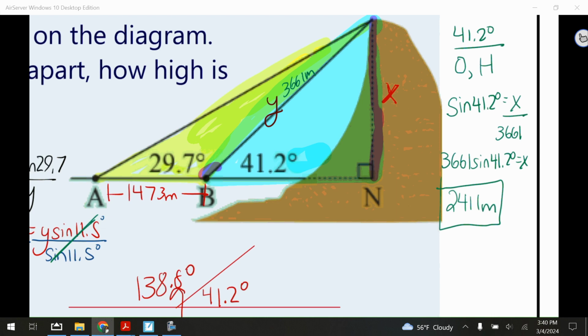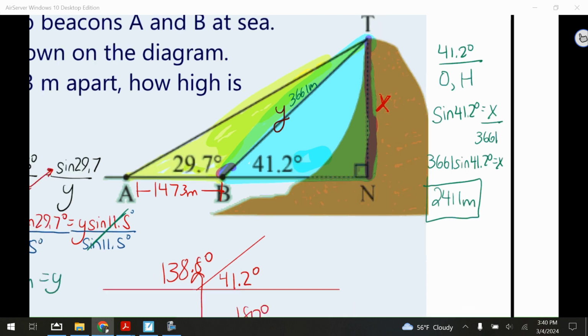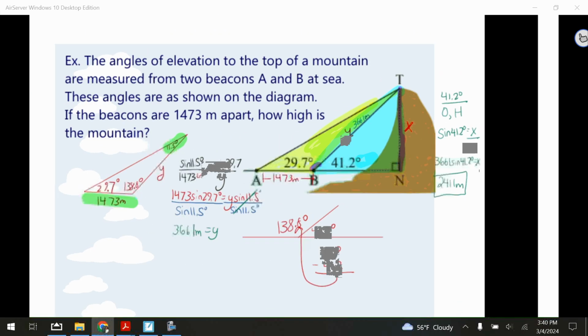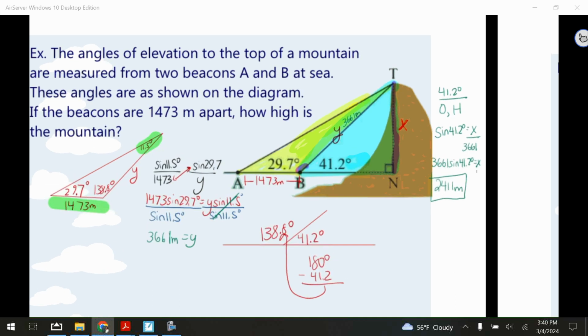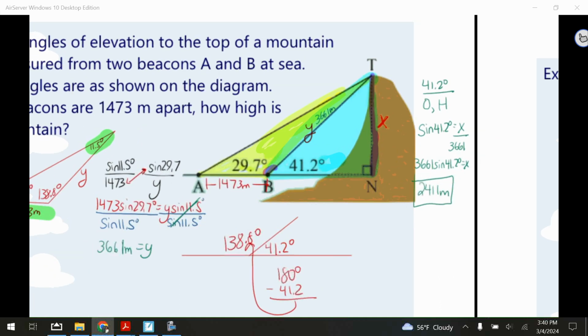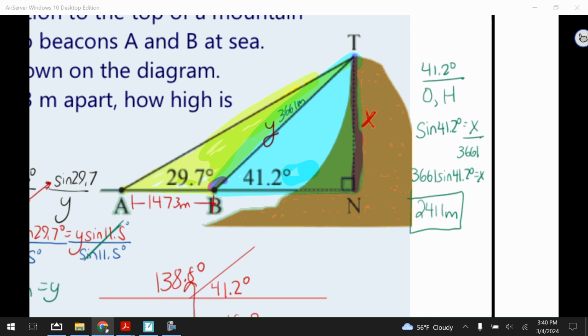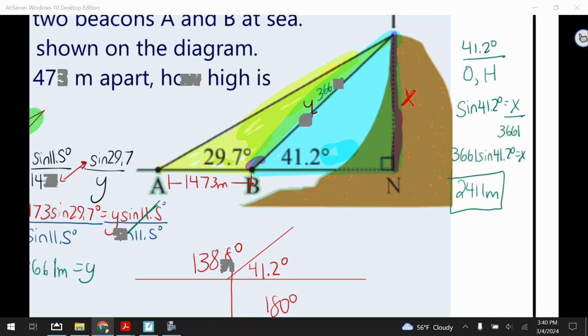So it's over a mile high. That's going to be quite the hike. Or I guess it would be a climb given how steep it is. All right, so we got 2,411 meters. Let's move on to our next example.